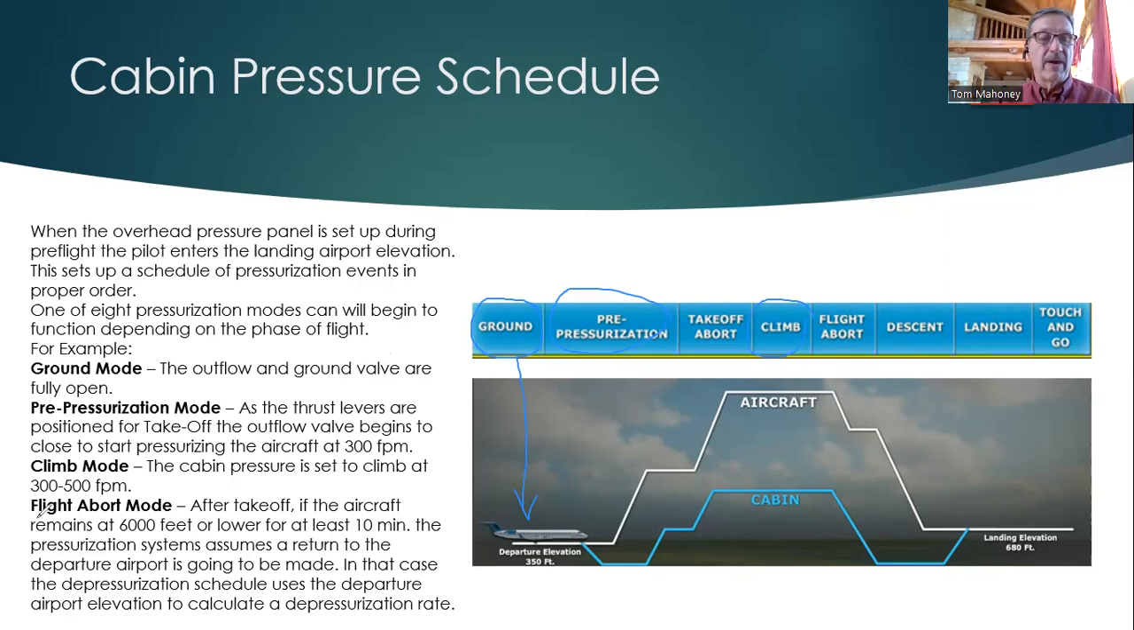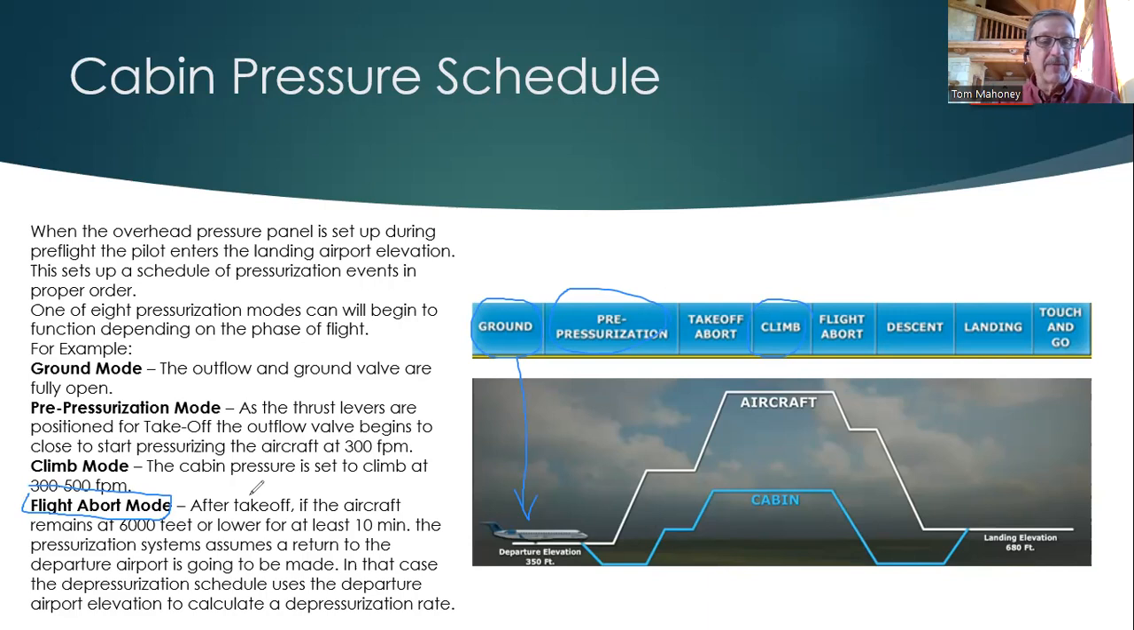If you are in the flight abort mode, I've always thought this one was pretty handy. What happens is after takeoff, if the aircraft remains at 6,000 feet or lower for at least 10 minutes, the pressurization system, the computer, assumes a return to the departure airport is going to be made. In that case, it says, no, we're not going to our destination airport. Something's occurred with the aircraft, or maybe we have some sort of passenger issue, or we've lost an engine. But in any case, we need to return to our departure airport.